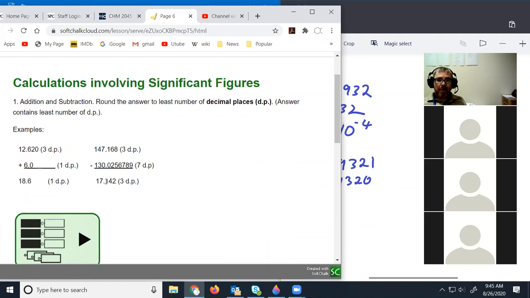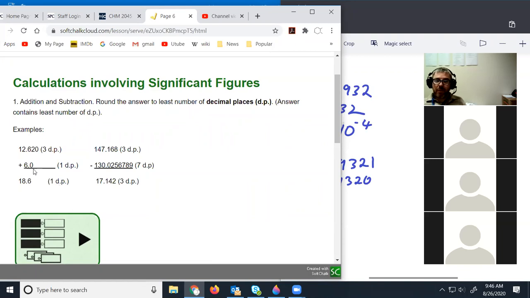The way we handle these operations is, again, our answer to any calculation can be no more accurate than the least accurate number used in that calculation. And the least accurate number in an addition or subtraction is always going to be the one past the decimal point. Whatever's past the decimal point, that's what we're looking for. So when I say DP, I'm talking about digits past the decimal. So we look at 12.620, it's got 3 digits past the decimal, and 6.0, that's got 1 digit past the decimal. So the answer can only have 1 digit past the decimal.